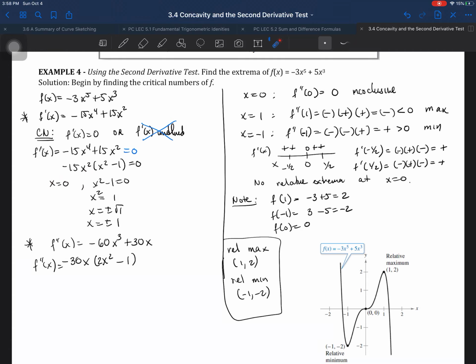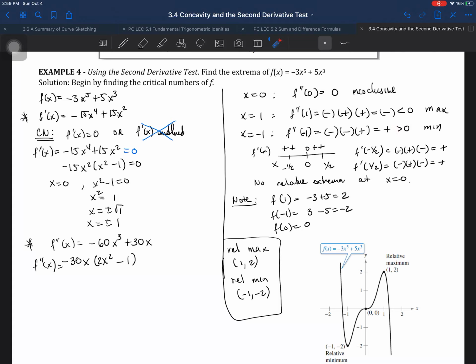So let's do that. When you plug x equals 0 into the second derivative, what do we get? We get 0, so that's inconclusive. We're going to have to use the first derivative test for that. For x equals 1, plugging 1 into the second derivative, we end up getting negative times positive times positive, which is negative, less than 0, which suggests it's going to be a max. When you plug in negative 1, you get negative times negative times positive, which gives us a positive, greater than 0, which suggests this is going to be a min.